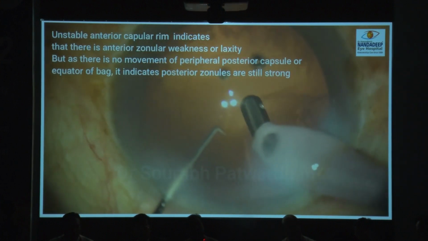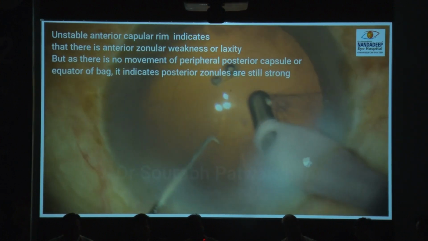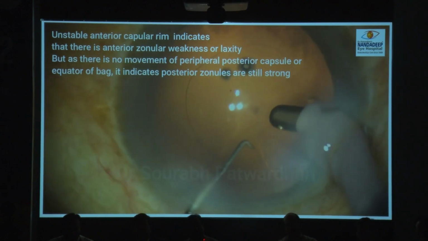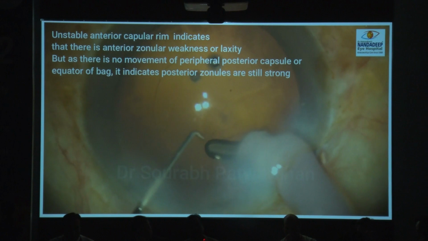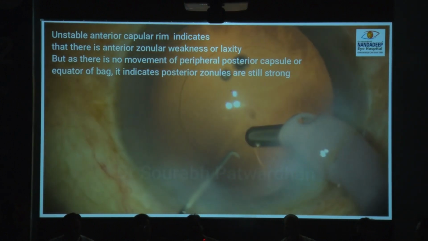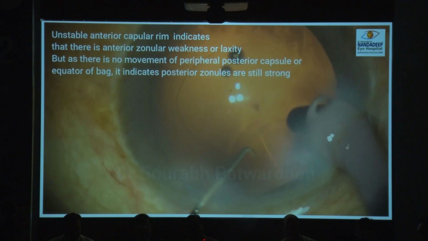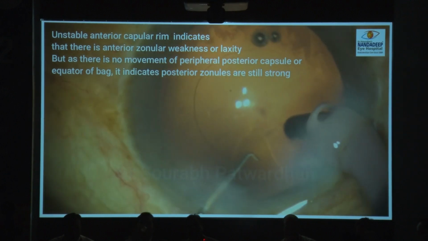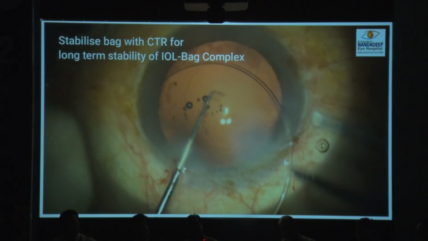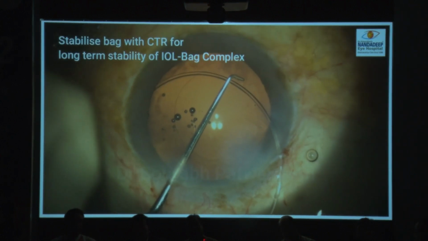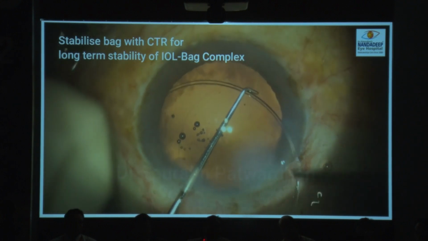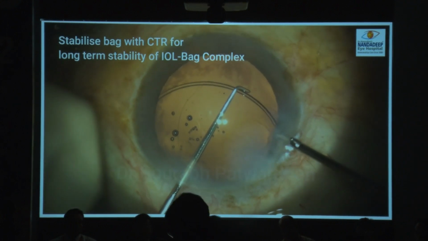In this case, the unstable anterior capsular rim indicates that there is laxity of the anterior zonular complex, but as there is no movement of the peripheral posterior capsule or equator of the bag, it indicates that the posterior zonules are still strong and giving good counter traction during the cortex aspiration. It is best to stabilize such bag with capsular tension ring for the long-term stability of the IOL bag complex.